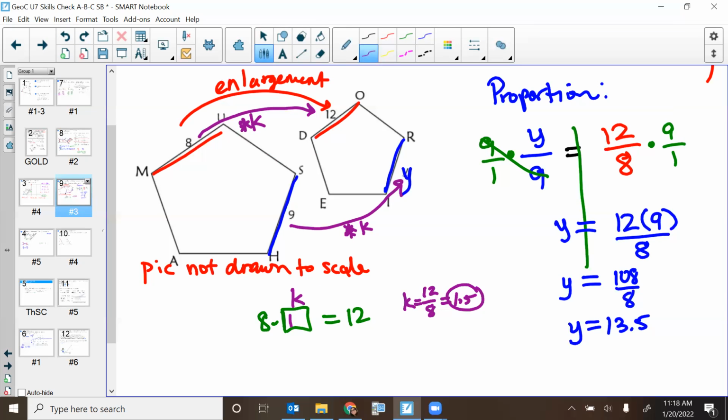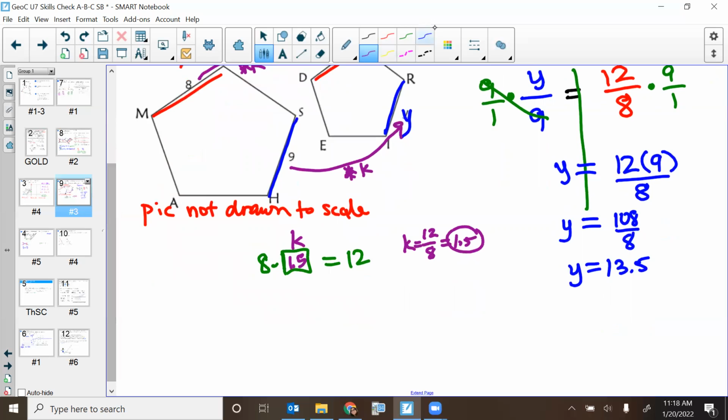Sorry, that doesn't look very neat. Let me write it again. Okay, not much better. So for the blue one, I know that 9 times my scale factor is going to equal y. And I know that my scale factor is 1.5. So I'm just going to put 9 times 1.5 into my calculator. And it should give me the same answer that I got by solving my proportions, and that is 13.5.